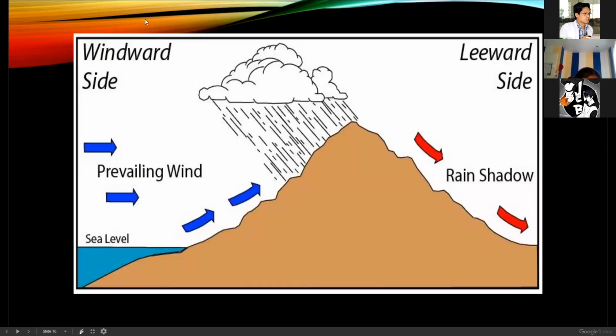So the illustration will give you an idea. This is the windward side. Again, the prevailing wind goes up the cold side and it will go down to the leeward side and create a rain shadow. So the cycle repeats again and again. This is the water cycle. You can see the water cycle there. Condensation here, and because of the heat and the pressure here, it will perform evaporation again, and the cycle repeats again and again.